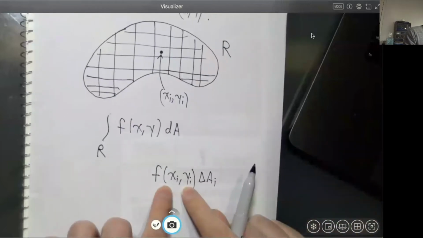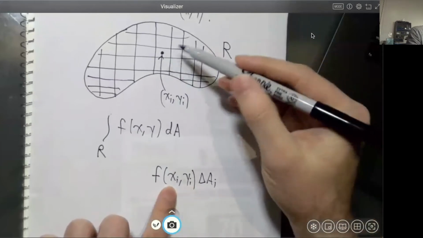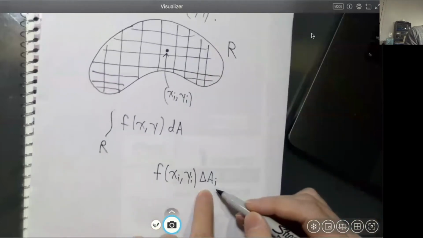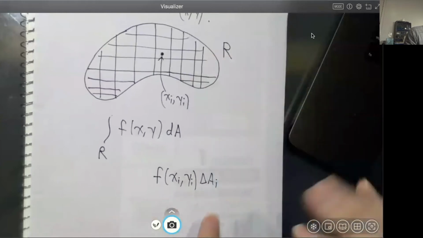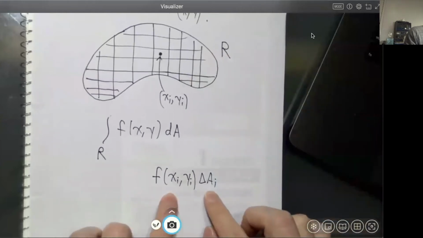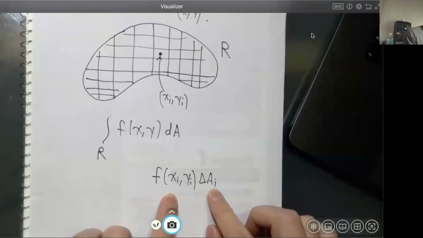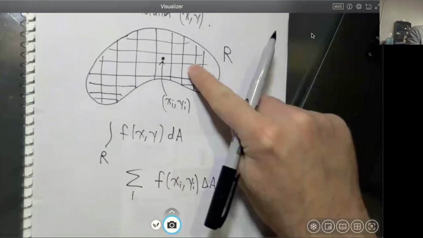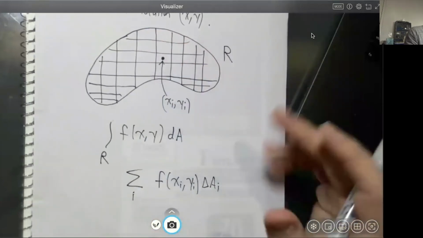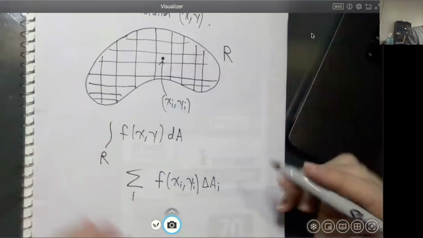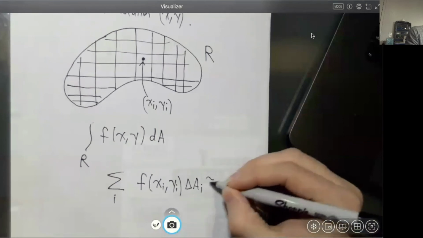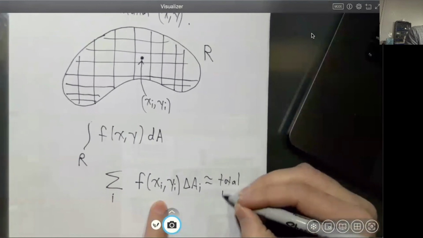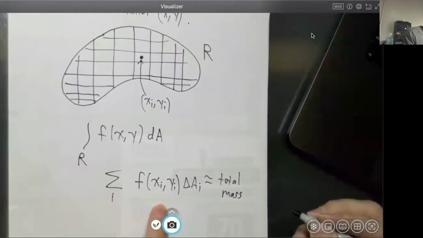So f of xi comma yi is what we call the planar density at this point. We're multiplying the planar density by the area of this tiny little piece of our metal plate, and that gives us the mass of our tiny little piece of the plate, at least to a good approximation. And then we just sum up the masses of all the little pieces, and that gives us the total mass of our metal plate, at least to a good approximation.